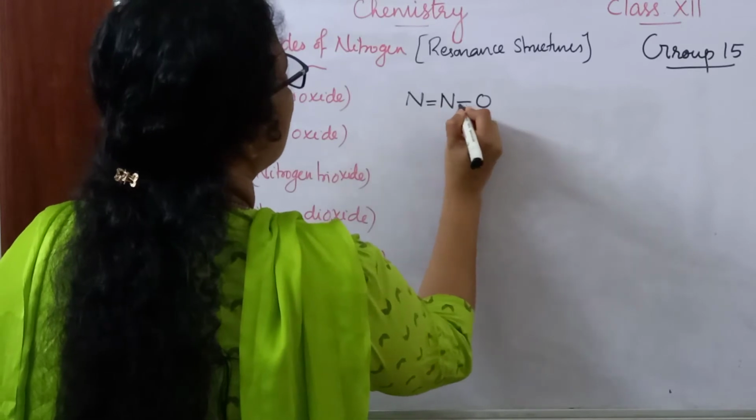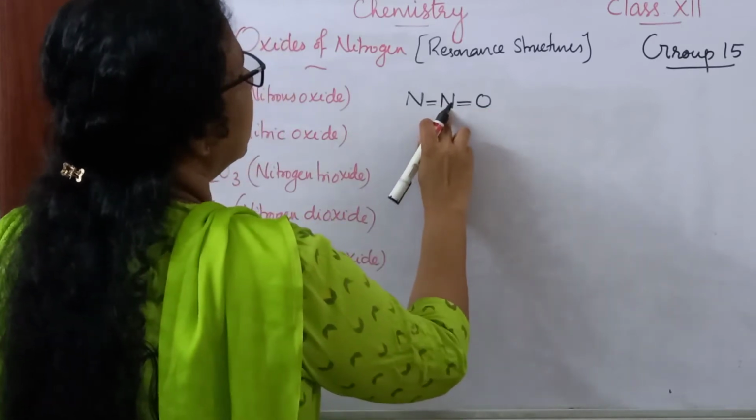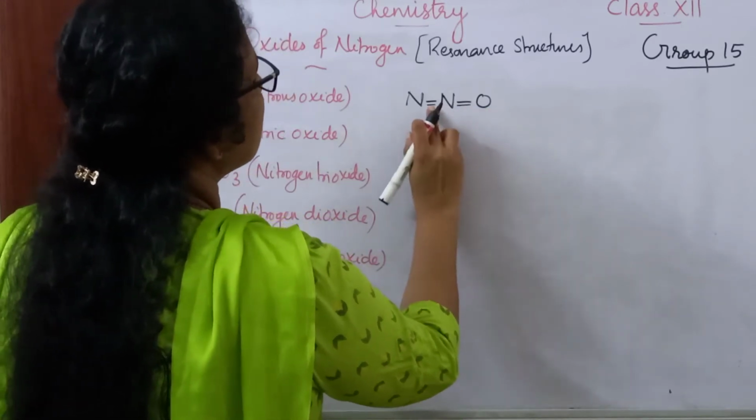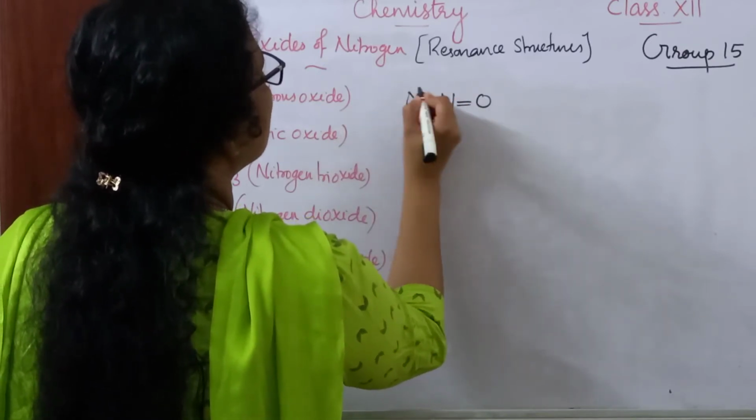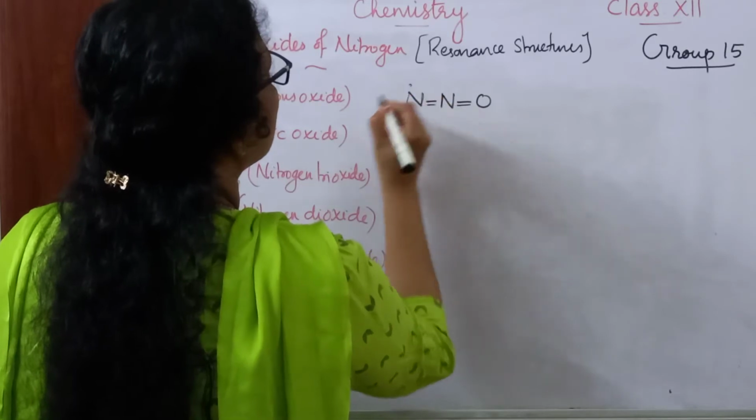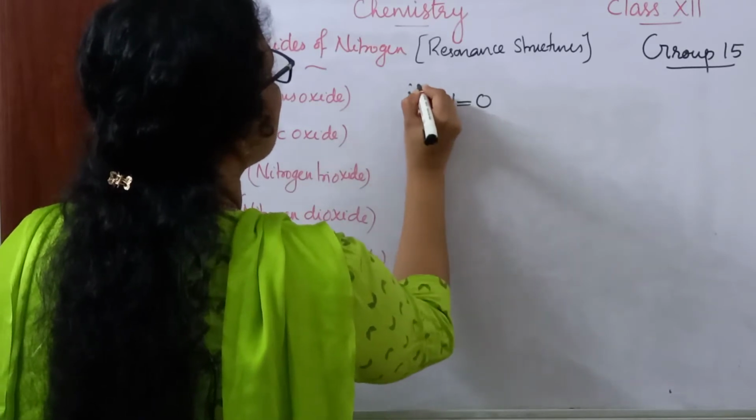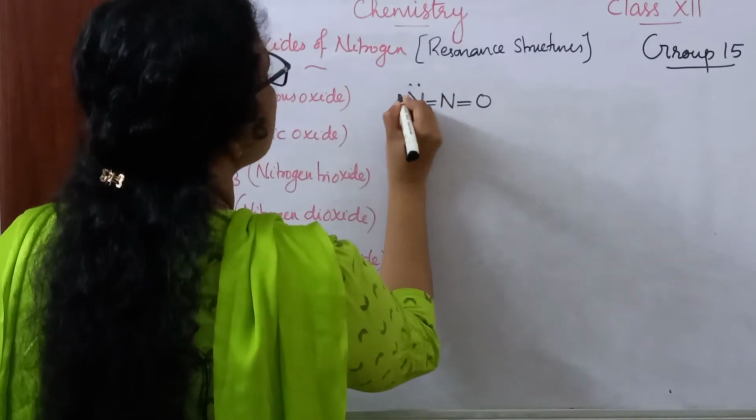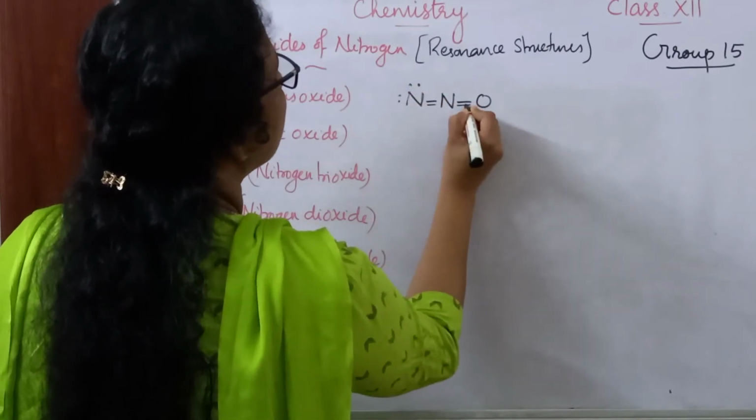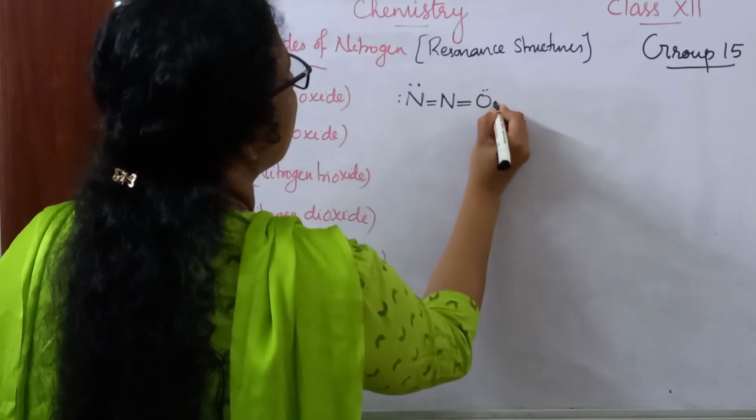So we can draw a double bond. So this N satisfies octet, that means 2, 4, 6, 8. Now we can give electrons to this nitrogen, that means 2, 4, 6, 8. Here 2, 4, 6, 8.